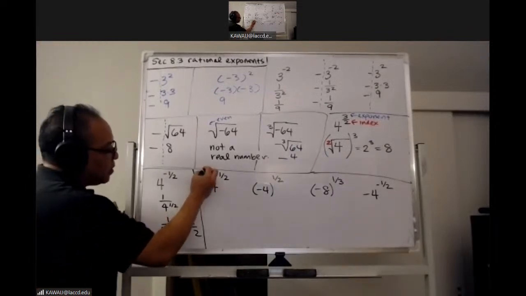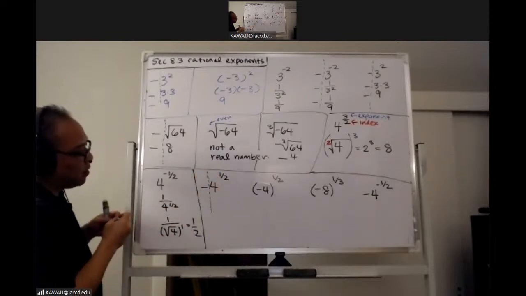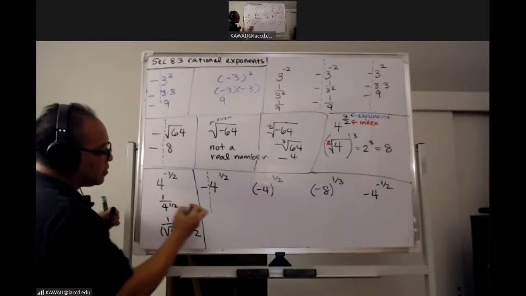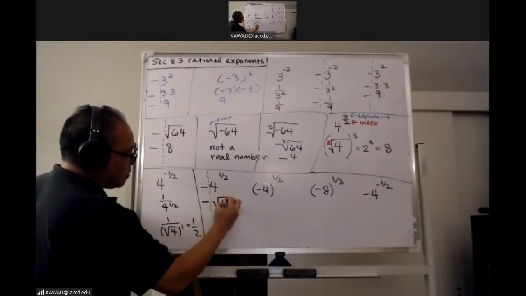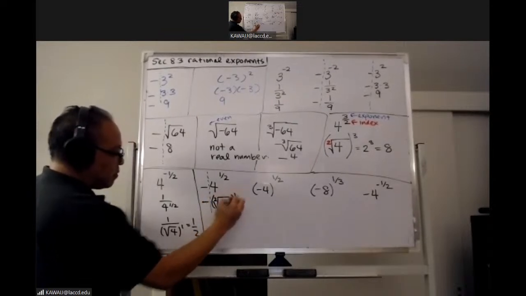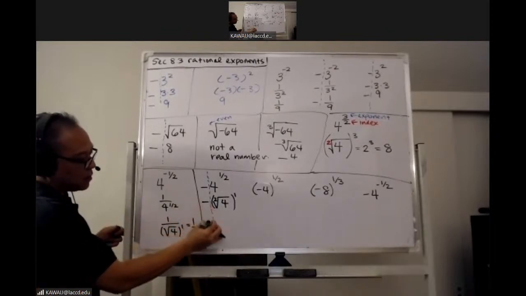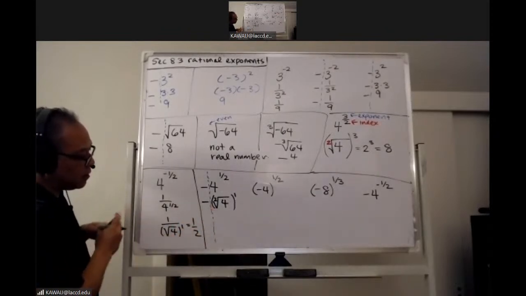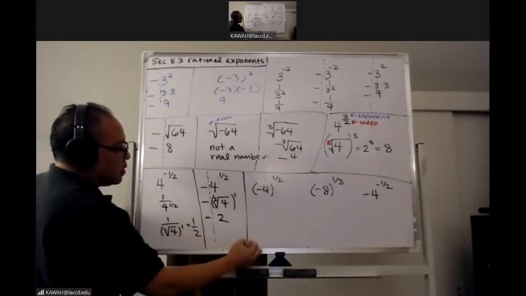Now, over here, this negative and that 4 are not connected. So this will turn into a negative. So the square root of 4 is 2. Okay, try working on this one.